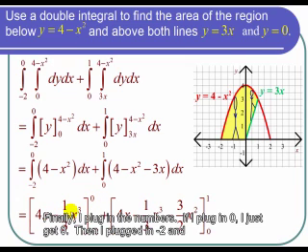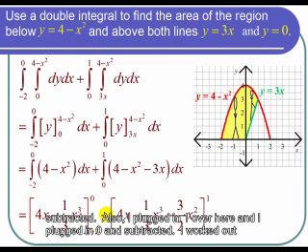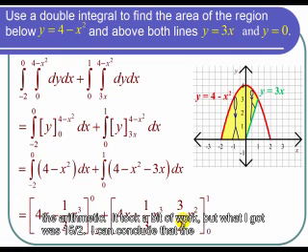So finally I plug in the numbers. If I plug in 0, I just get 0. And then I plugged in -2 and subtracted. And also I plugged in 1 over here, and I plugged in 0 and subtracted. And I worked out the arithmetic. It took a bit of work, but what I got was 15/2.